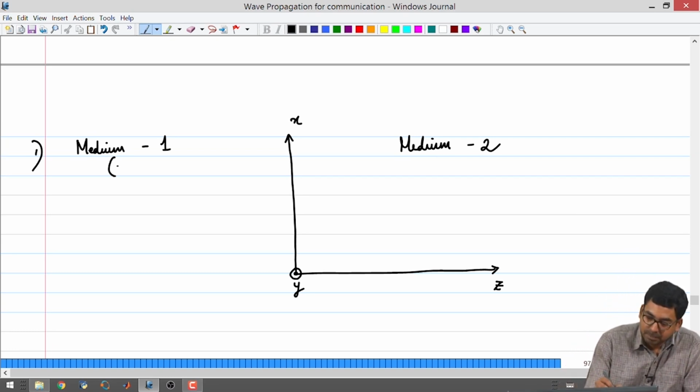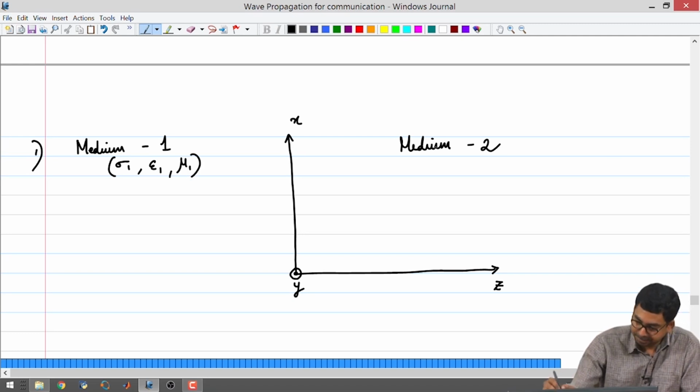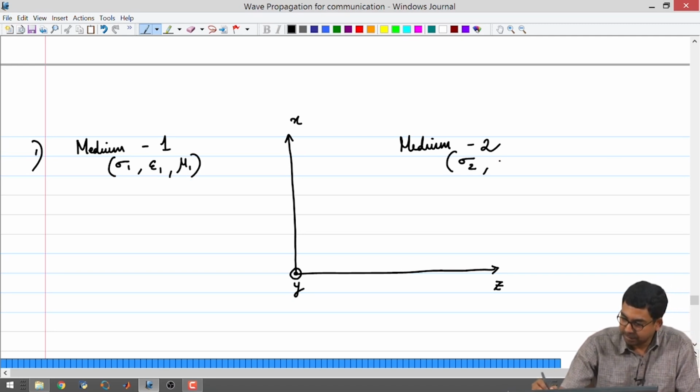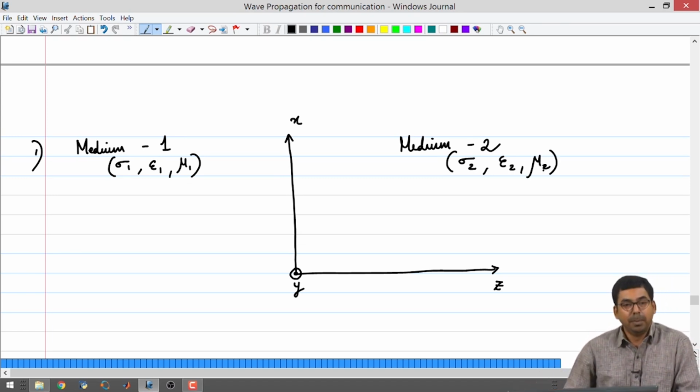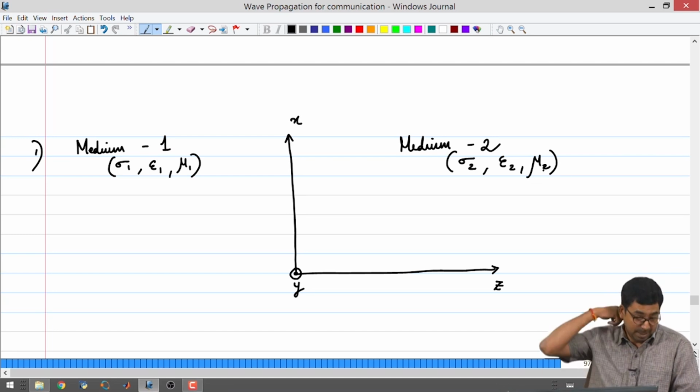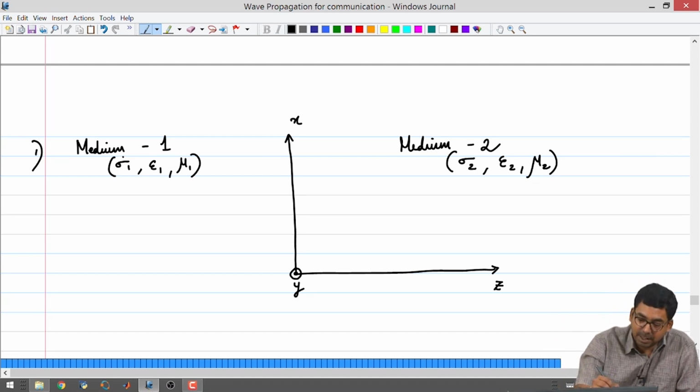and in the most generic case medium 1 can have a value of conductivity, permittivity, permeability, and here it could have sigma 2, epsilon 2, mu 2. All the values could be different or one of them could be different, but in the most generic case everything is different. Now, we also need to look very carefully at these interfaces. We are starting with dielectric interfaces. Later on we will see interfaces between dielectric and metal, etc. So, for now let us assume that the conductivity is 0 in both cases.